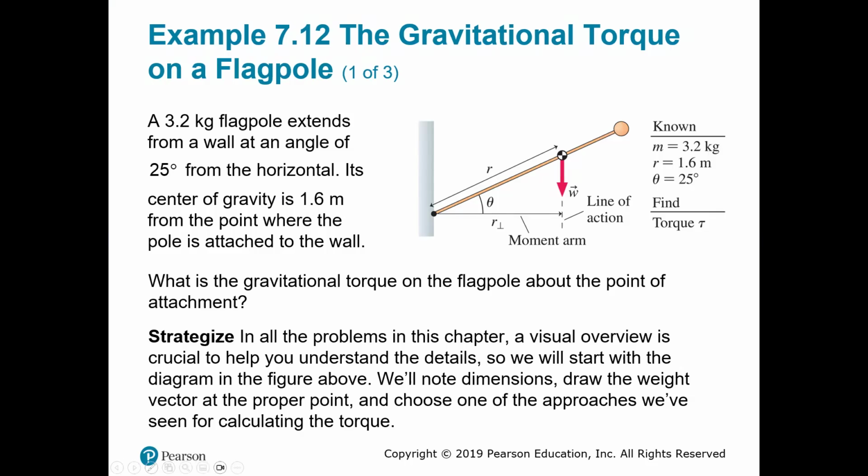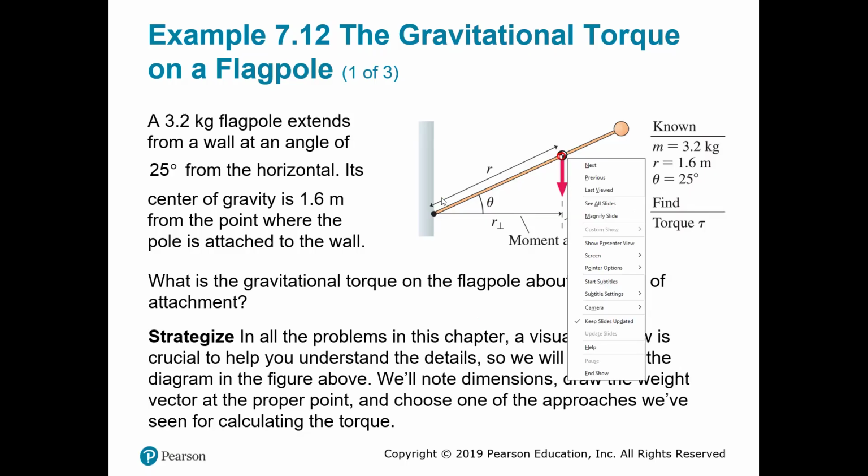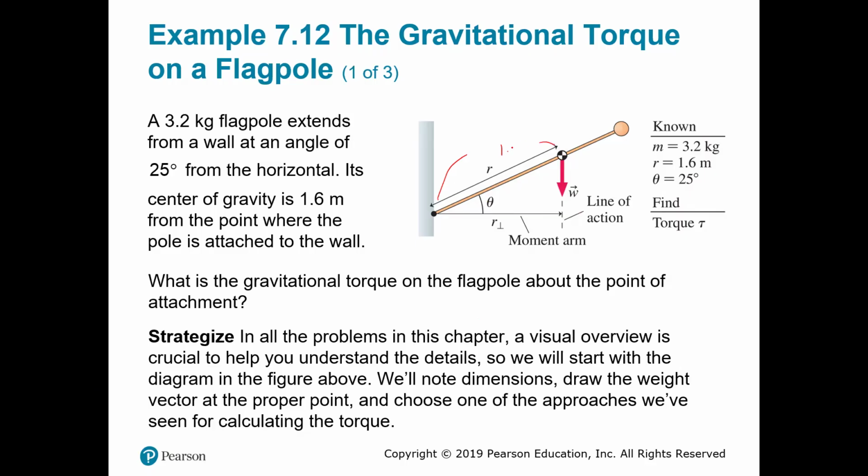So here, the center of gravity is 1.6. This is basically the center of gravity, and the distance r from here to here is 1.6 meters from the wall, right? So then the weight is acting right over here, right? So what is the torque on the flagpole about the point of attachment?